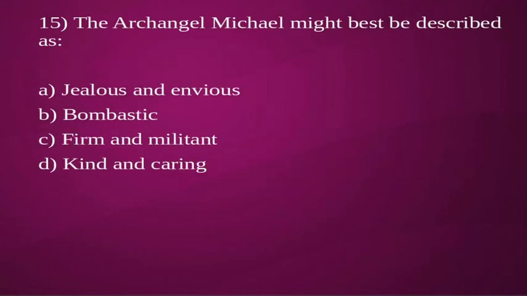Question number 15 is, the archangel Michael might best be described as Option A, jealous and envious. Option B, bombastic. Option C, firm and militant. And Option D, kind and caring.